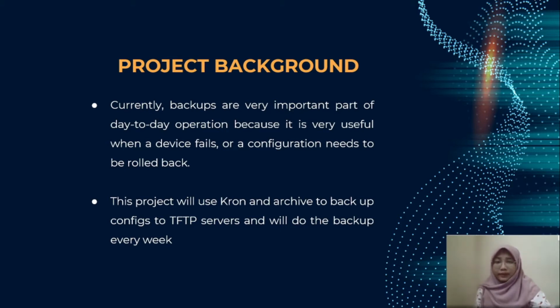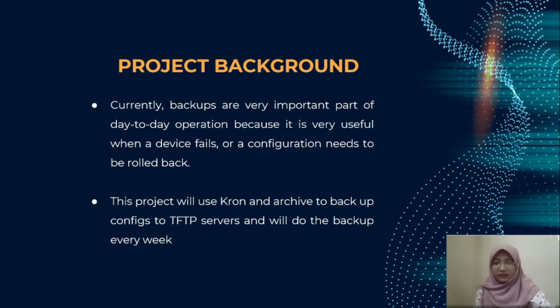TFTP is UDP-based and the protocol Cisco devices use to backup the iOS image and configuration files to a remote server. This project uses Cisco cron's functionality for command scheduling and we set the configuration to backup every week. This will allow us to execute predefined commands on a scheduled basis. We also use Cisco Archive functionality for configuration management. Archive is a way to store multiple copies of the config in sequential order and roll back configs if needed to a previous version.